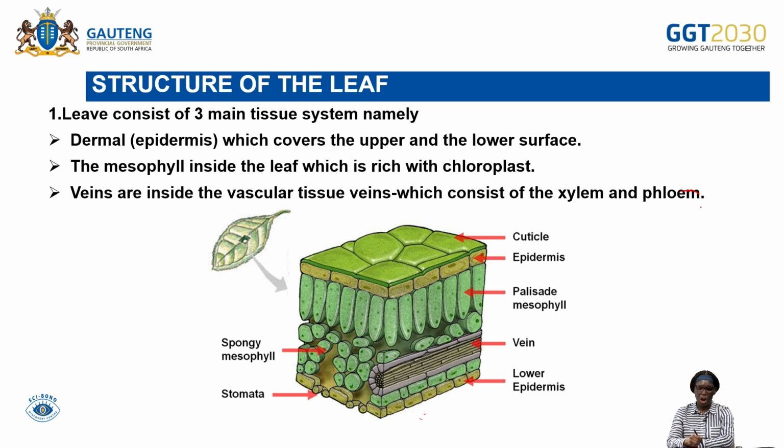Then on the lower epidermis, we find the opening known as what? We find the opening known as the stomata on the lower epidermis of the leaf.